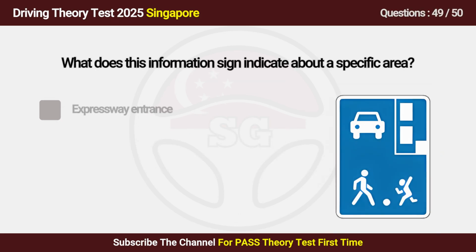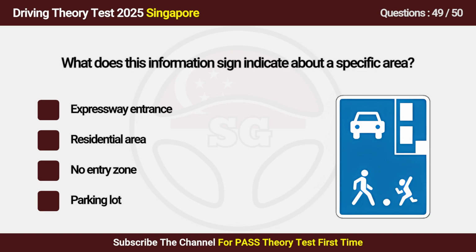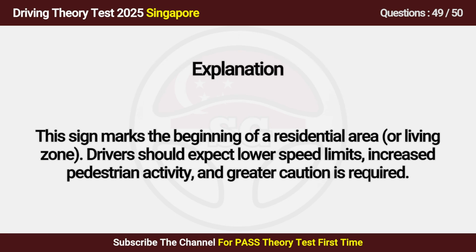Question 49. What does this information sign indicate about a specific area? A. Expressway entrance. B. Residential area. C. No entry zone. D. Parking lot. Answer is B. Residential area. This sign marks the beginning of a residential area or living zone. Drivers should expect lower speed limits, increased pedestrian activity, and greater caution is required.